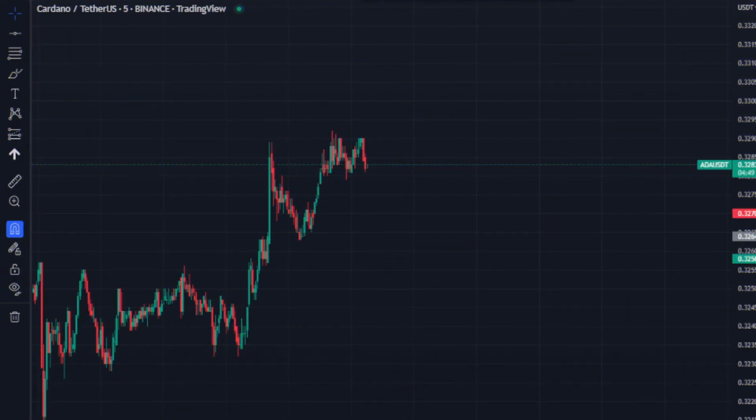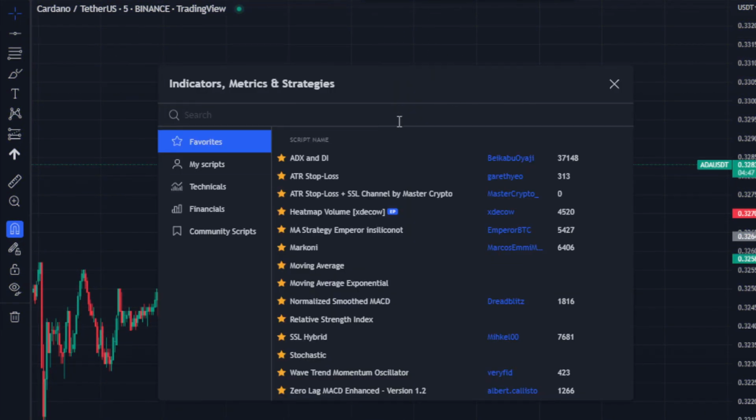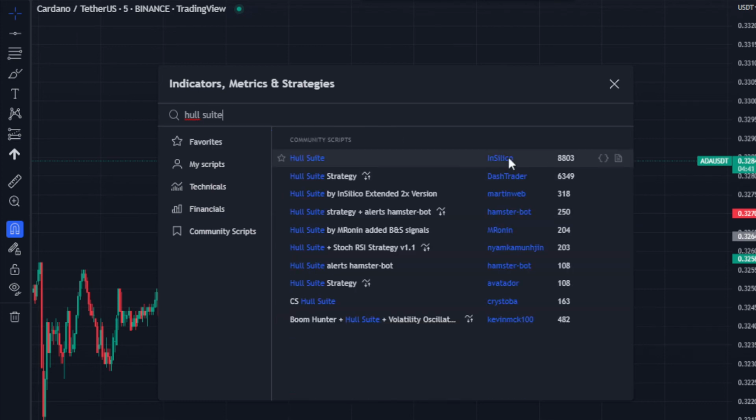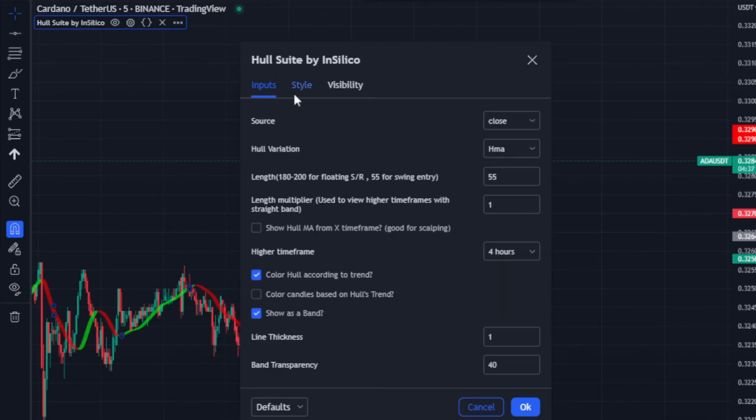I am glad that you have reached this point. It means that you really want to be a profitable trader. First, we are going to add the whole suite created by InSilico to our candlestick chart. We are going to change the configuration. In the length multiplier we write 2 instead of 1.